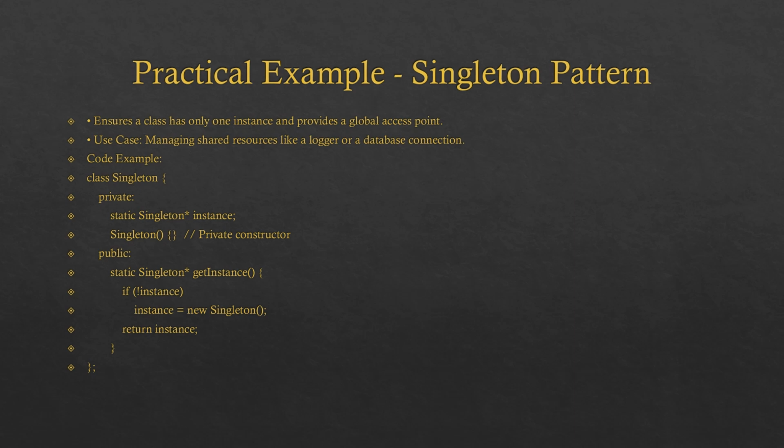Let's look at a practical example of the singleton pattern. This pattern ensures a class has only one instance and provides a global access point to that instance. A common use case for singleton is in managing shared resources like a logger or a database connection.